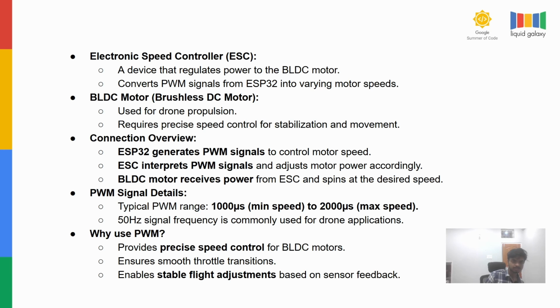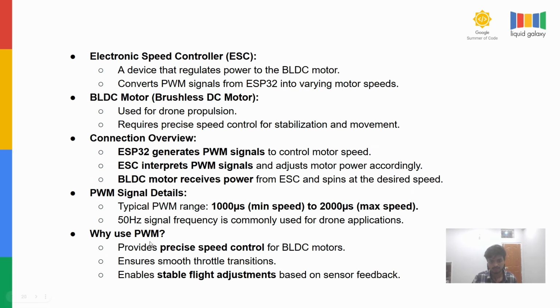So let's see. ESC, a device that regulates power to the BLDC motor, converts PWM, that is pulse width modulation signals, from ESP32 to varying motor speeds. BLDC motor, a brushless DC motor used for drone propulsion, requires precise speed control for stabilization and movement. Connection overview: ESP32 generates pulse width modulation signals to control motor speed. ESC interprets PWM signals and adjusts motor power accordingly. BLDC motor receives power from ESC and spins at the desired speed.